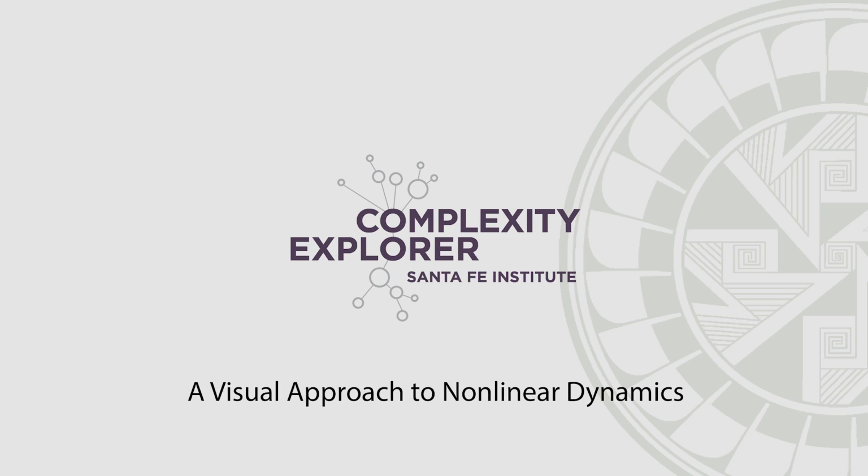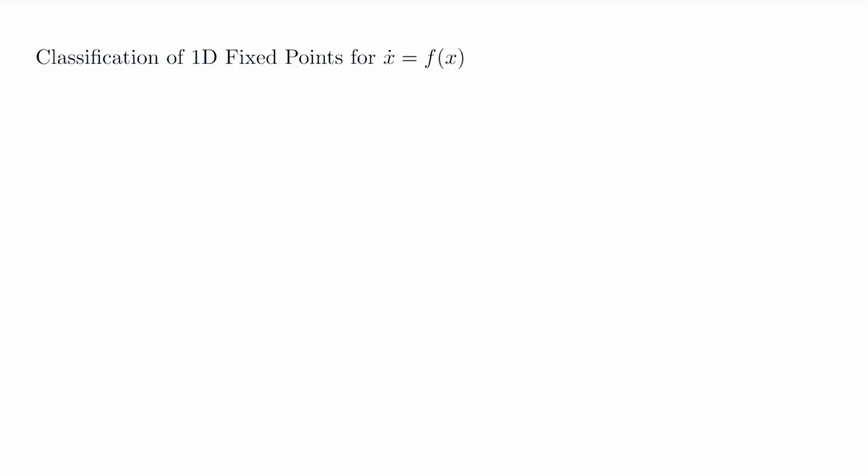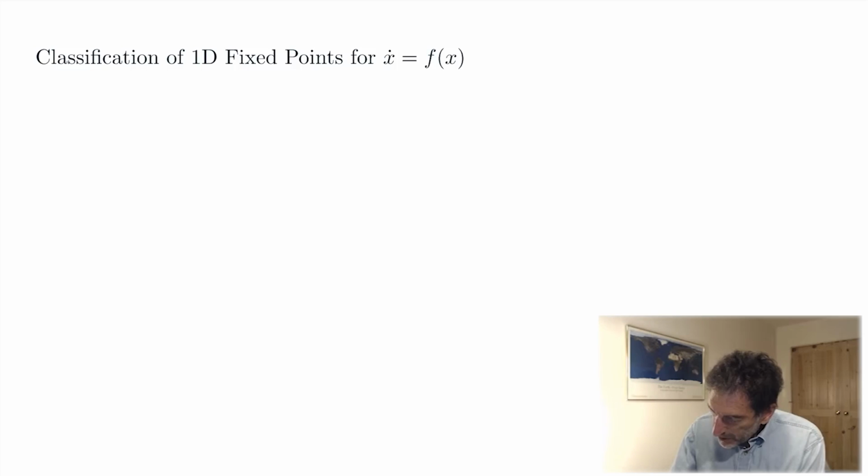So in the previous slide, we saw there are two types of fixed points, stable and unstable. And more generally, it turns out there are 6 types of fixed points that can exist in one dimension. So at this stage, it's useful to classify all the different types of fixed points that can occur. So we have some arbitrary function f of x that tells us how x is changing. So x dot is equal to some function f of x.